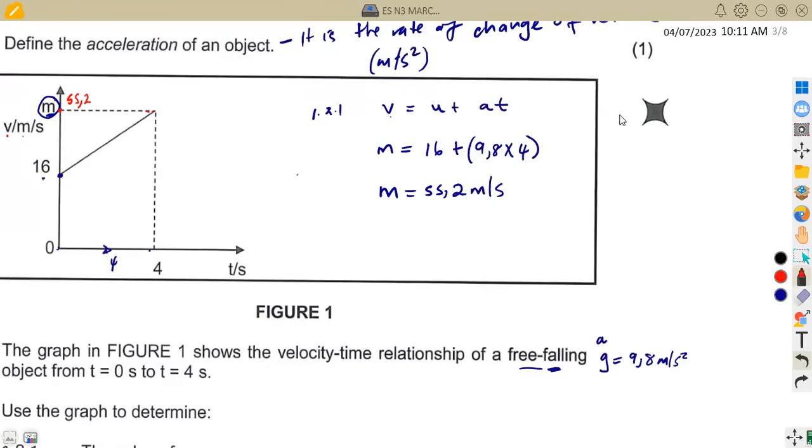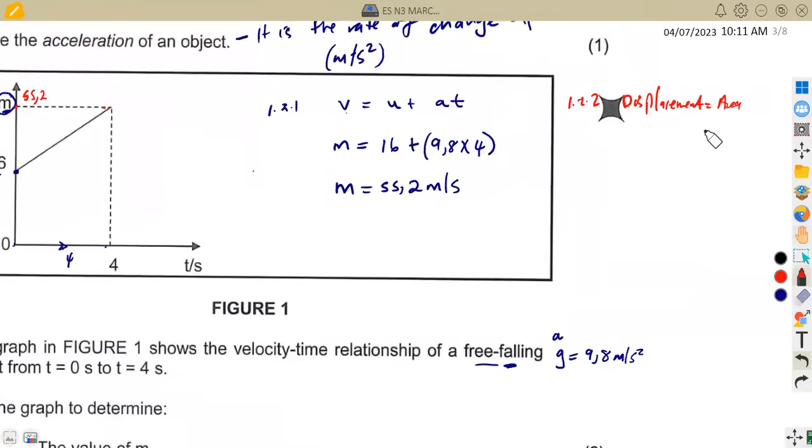Remember, this is 1.2.2. So remember that displacement in this case is equivalent to area. So if it is equivalent to area, that means we are going to apply the area of a trapezium, which is half base times the perpendicular height. So this is for the triangle. I want to combine the triangle here, but no, let me just use a trapezium as it is.